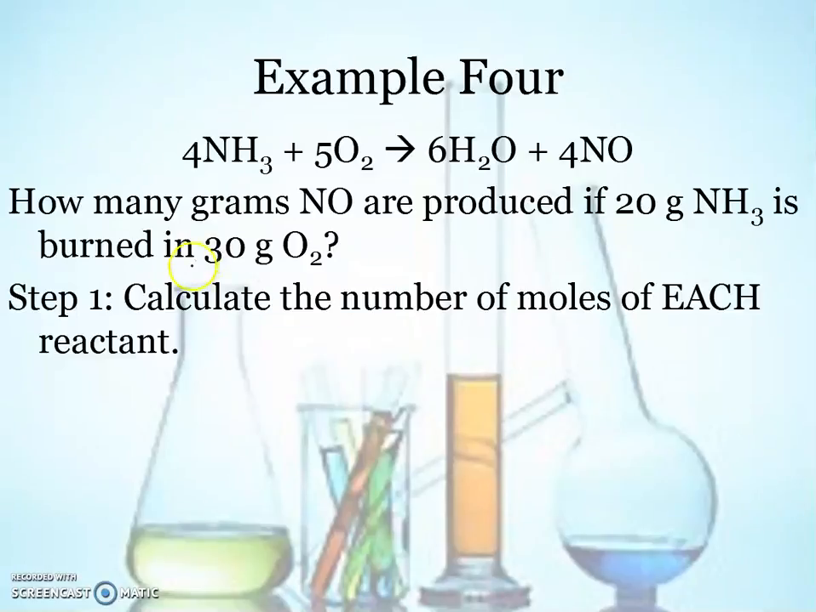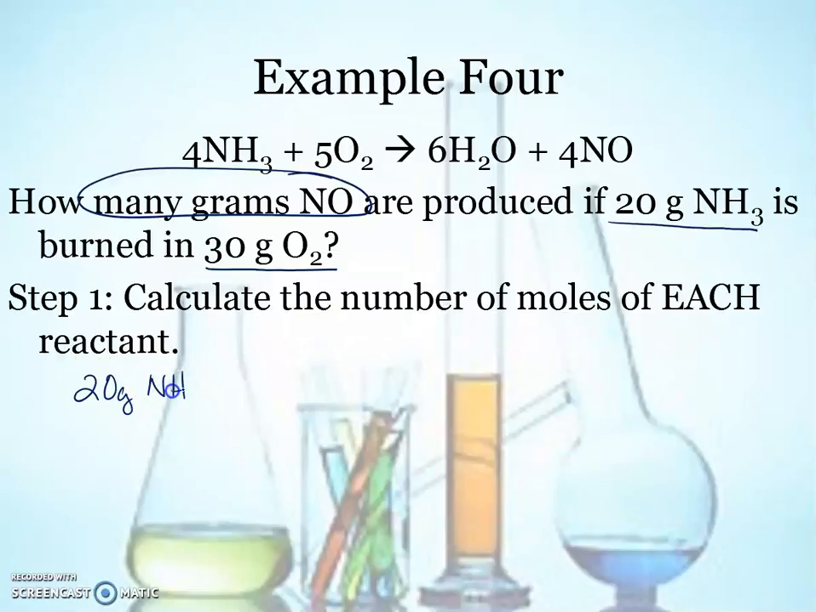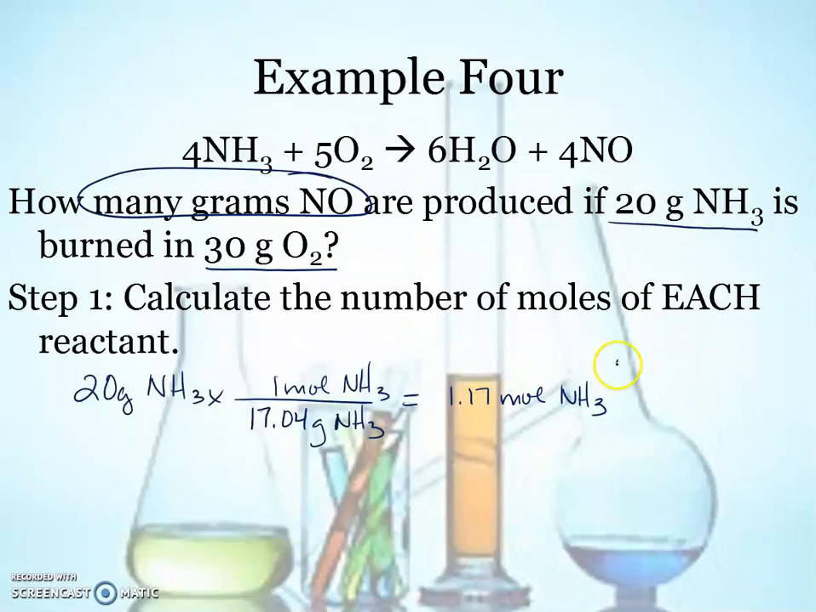All right, so on this one, step 1, you need to calculate the number of moles for each reactant. Well, we have 30 grams of O2 and we have 20 grams of NH3, and we want to know how many grams of NO are we making. So we're going to go from 20 grams of NH3, and we need to go to moles. So we're going to put the formula mass or molar mass on bottom, 17.04 grams of NH3, 1 mole of NH3 on top, and we're going to solve for it. Okay? And when you plug that into the calculator, you end up with 1.17 moles of NH3. So that's how much we have.